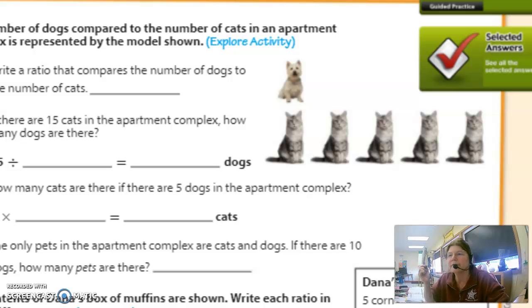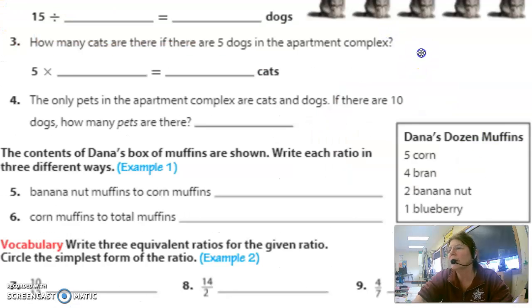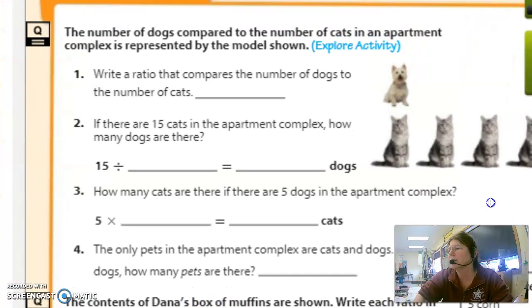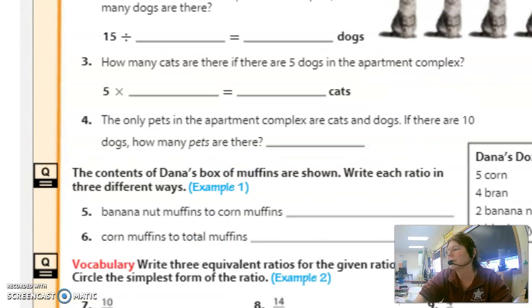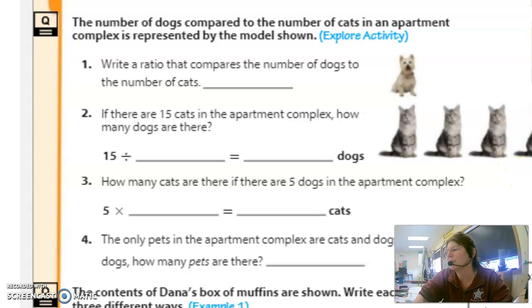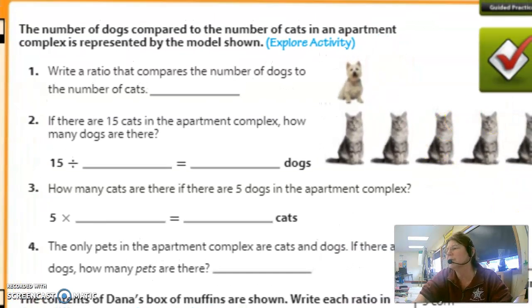Good morning. So we are talking about ratios. We are in the guided practice of 6.1. Most of this is going to be pretty self-explanatory. I think that you have a pretty good handle on it, but we're just going to go through it really quickly, okay? So write a ratio that compares the number of dogs to the number of cats.